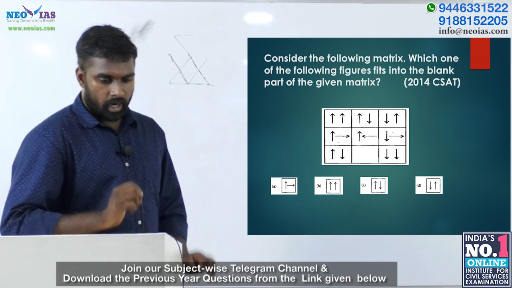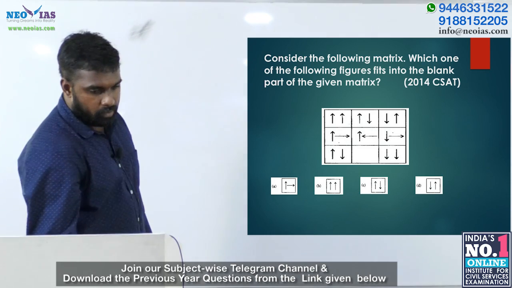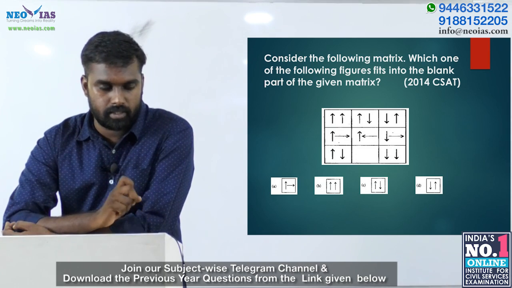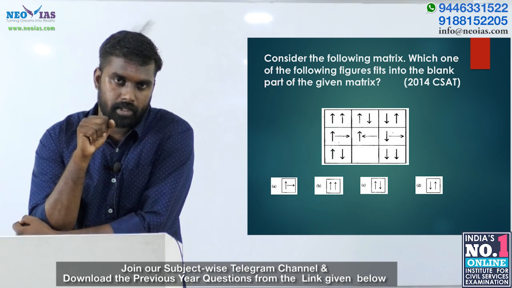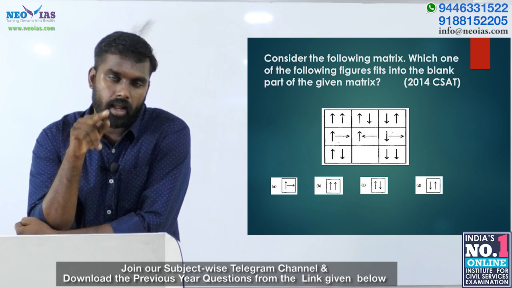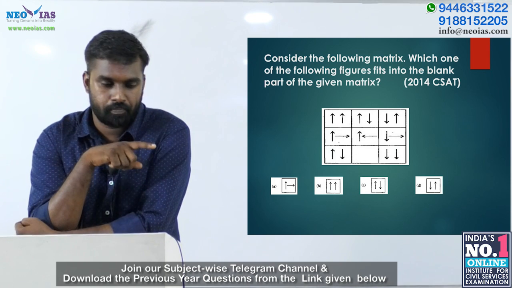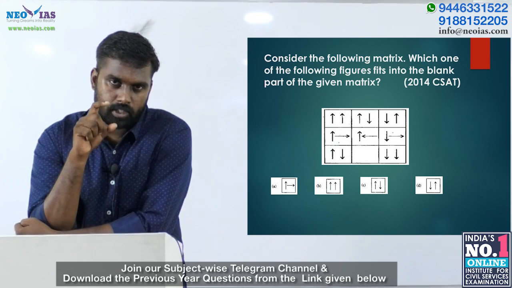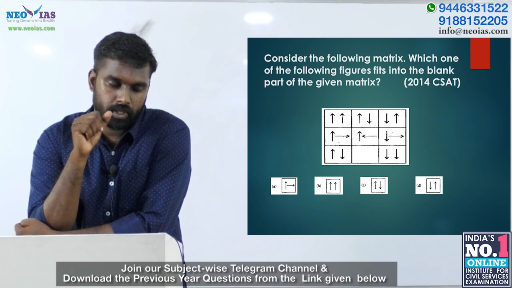Next one, consider the following matrix. Which one fits the empty space? In the given matrix, in each of the squares, you can see that two arrows will be there in each square. In those two arrows, the left arrow is always fixed, it is not changing its position. Only the right arrow is changing its position, and that too it is rotating 90° clockwise. In the first, second, and third also, the right arrow is the only one moving, and it moves in the pattern of shifting 90° clockwise.